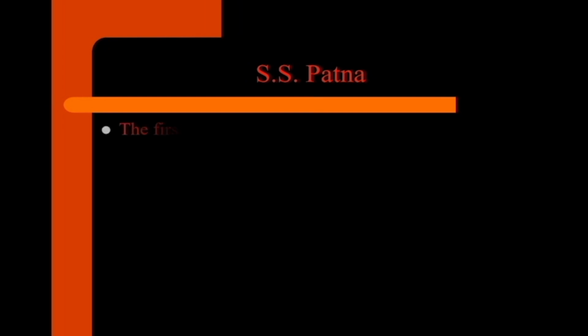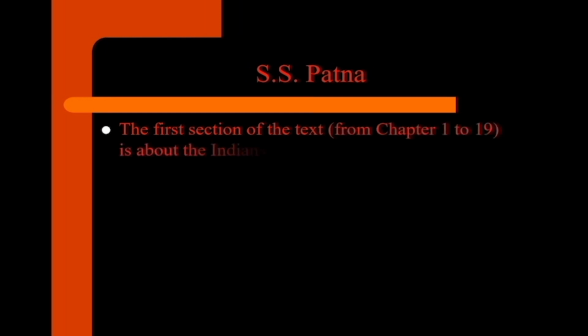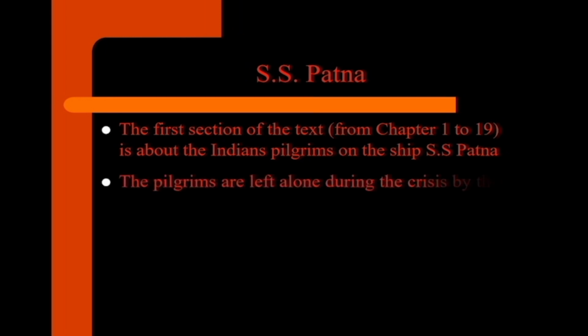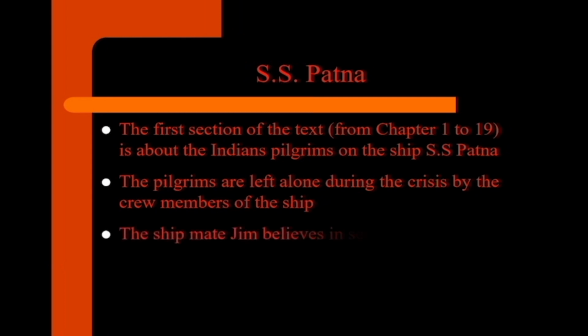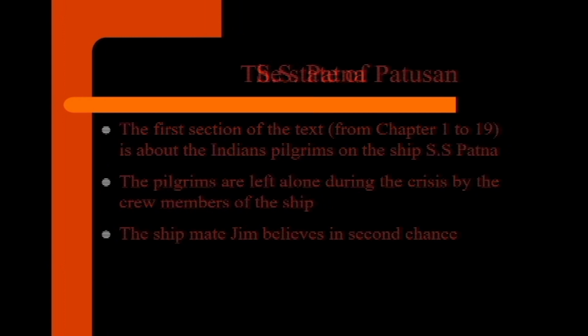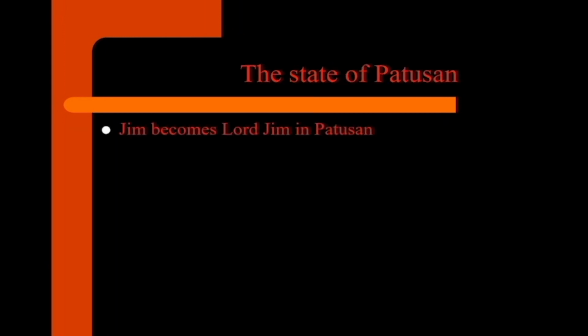The first section of the text, from chapter 1 to 19, is about the Indian pilgrims on the ship SS Patna. So SS Patna is in fact the name of a ship. The pilgrims are left alone during the crisis by the crew members of the ship. The shipmate, Jim, believes in a second chance, a second thought or second opportunity. For a second chance, he goes to the state of Patusan and Jim becomes Lord Jim in Patusan.